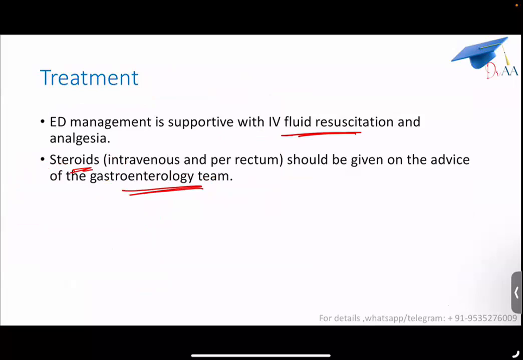They'll know what to be given, how much steroid to be given, if at all steroids are to be given, which steroid is preferred. Everything they will know. They'll know this patient, because this patient will be under chronic follow-up with a gastroenterologist. In ED management per se, it's just analgesia and IV fluids that we are worried about.